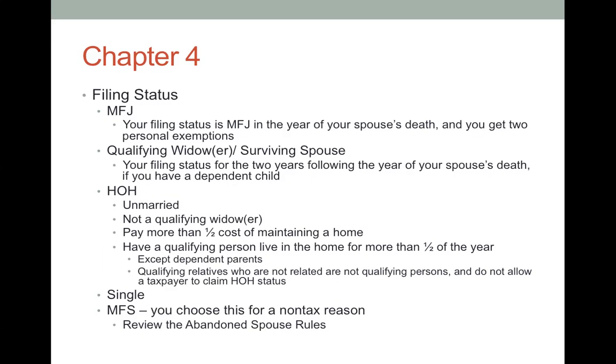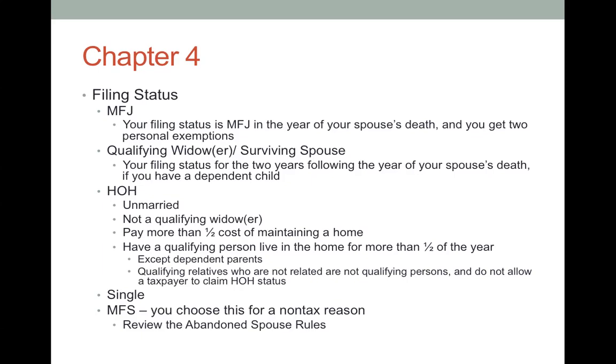Okay. So the last 2 filing statuses, single is pretty self-explanatory: unmarried, no dependents, or your only dependent is a qualifying relative who lives with you for the entire year, then you're single. And then the last filing status is married filing separately. This is not a good status. You would only choose this if you had a compelling non-tax reason to do so.